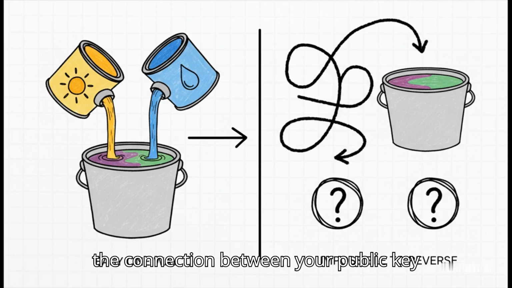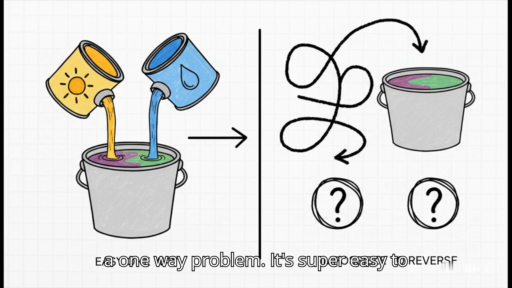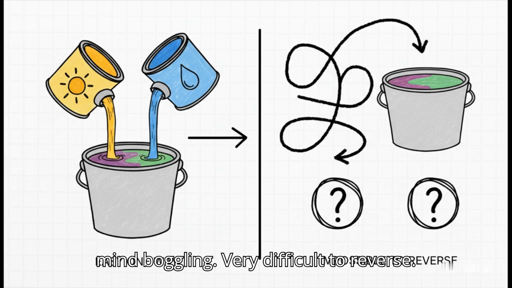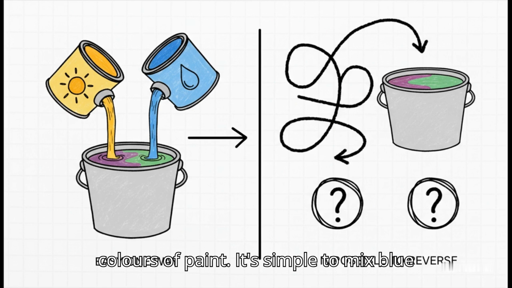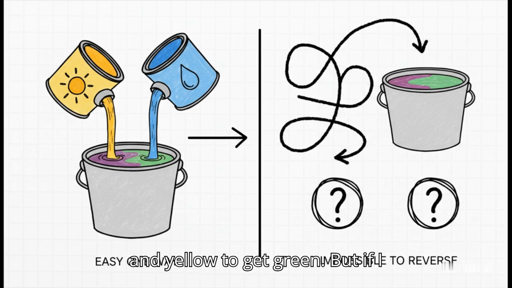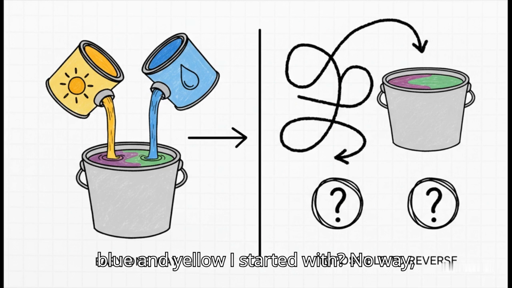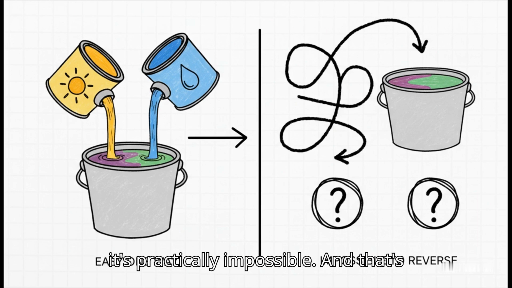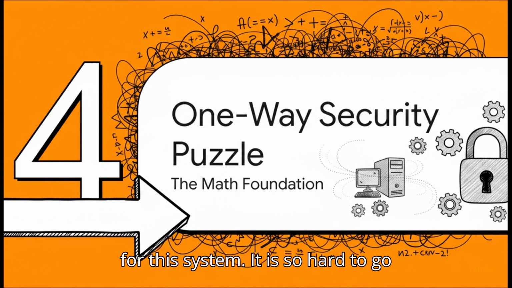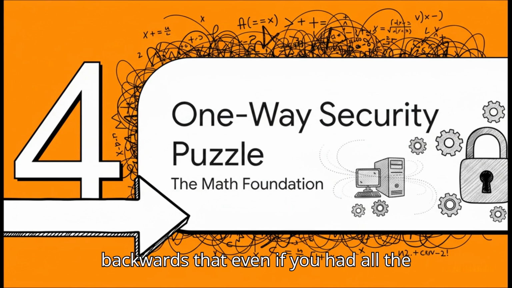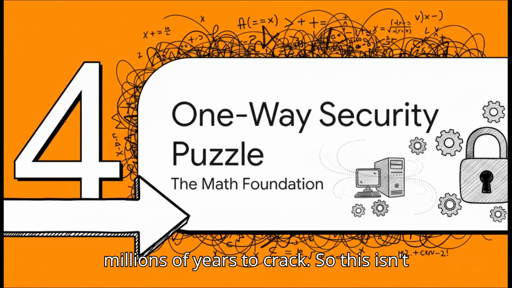See, the connection between your public key and your private key is what we call a one-way problem. It's super easy to compute in one direction, but incredibly, mind-bogglingly difficult to reverse. Here's an analogy. Think about mixing two colors of paint. It's simple to mix blue and yellow to get green. But if I just show you the final green color, could you tell me the exact shades of blue and yellow I started with? No way. It's practically impossible. And that's it, right there. This mathematical one-way street is the entire foundation of trust for this system. It is so hard to go backwards that even if you had all the supercomputers in the world working on it, it could still take thousands, maybe millions of years to crack.